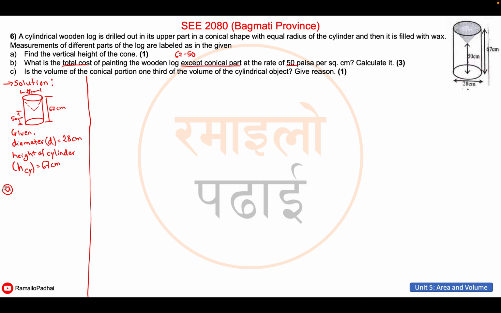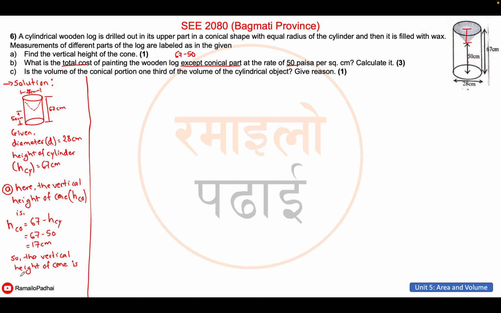Now let's move on to A. Find the vertical height of the cone. Here the vertical height of the cone, that is HCO, is equal to 67 minus HCY. As you can clearly see, if we subtract 50 centimeter from 67 centimeter, then we will get the height of the cone, the vertical height of the cone. So that is 67 minus 50, and that will give 17 centimeter. So the vertical height of the cone is 17 centimeter.